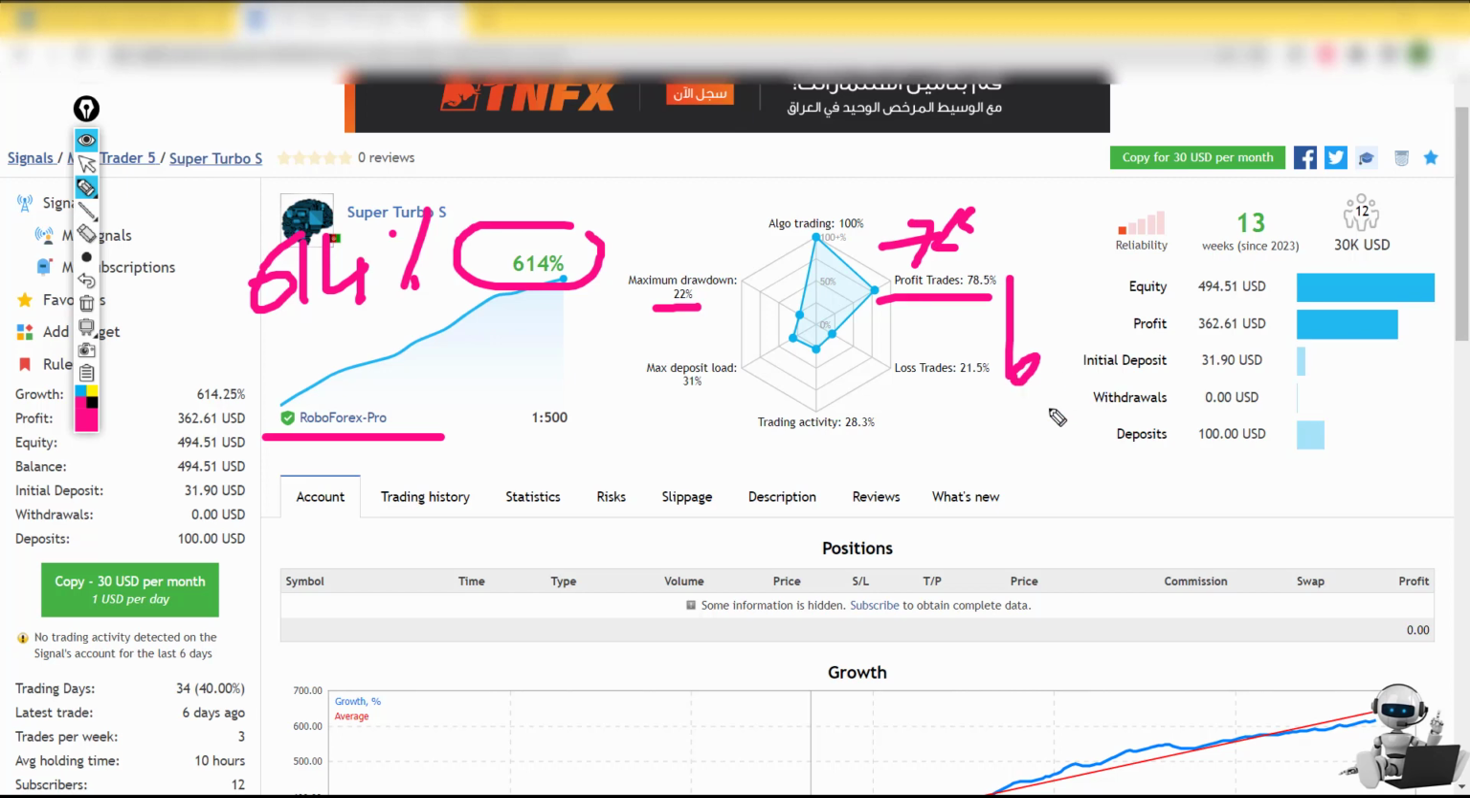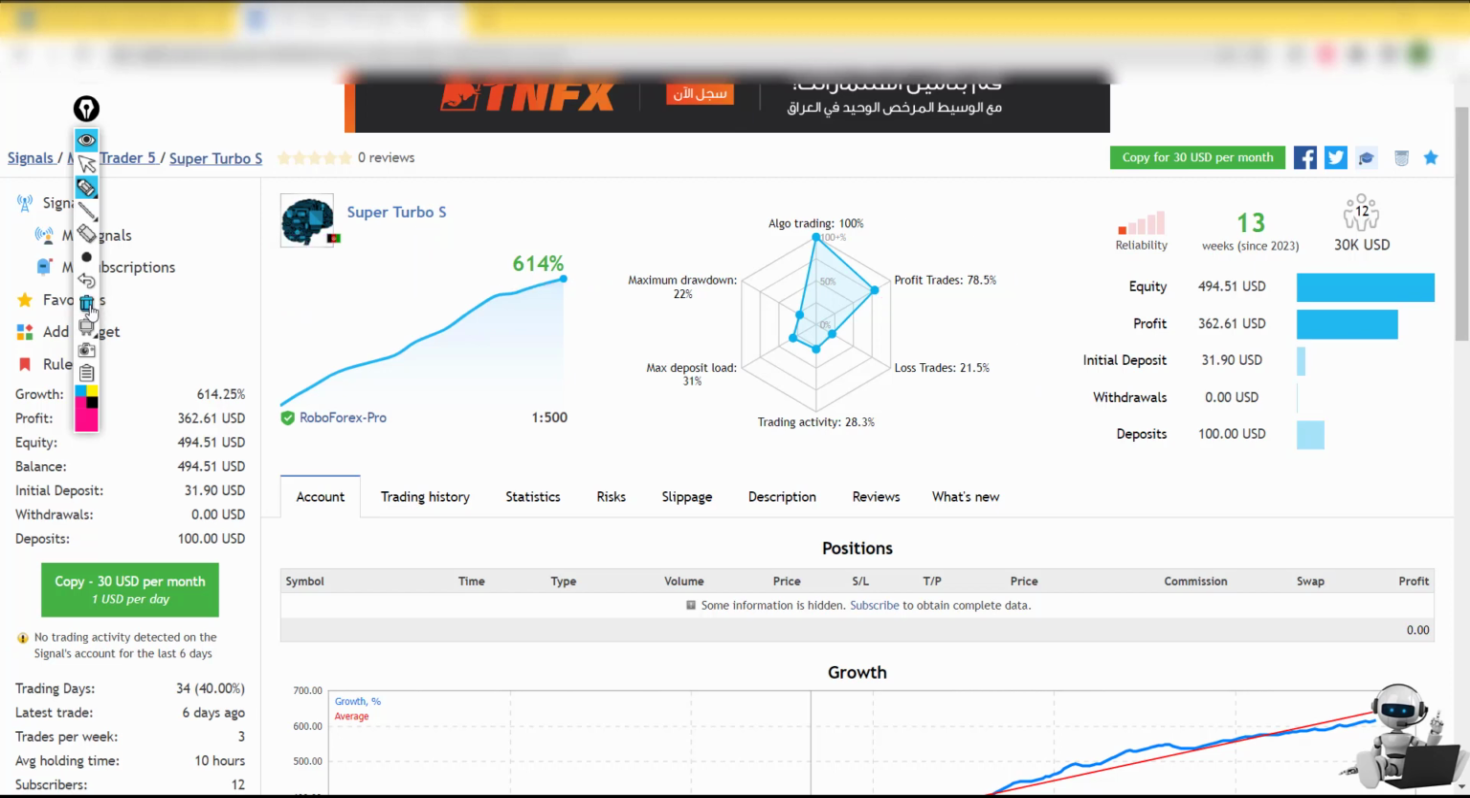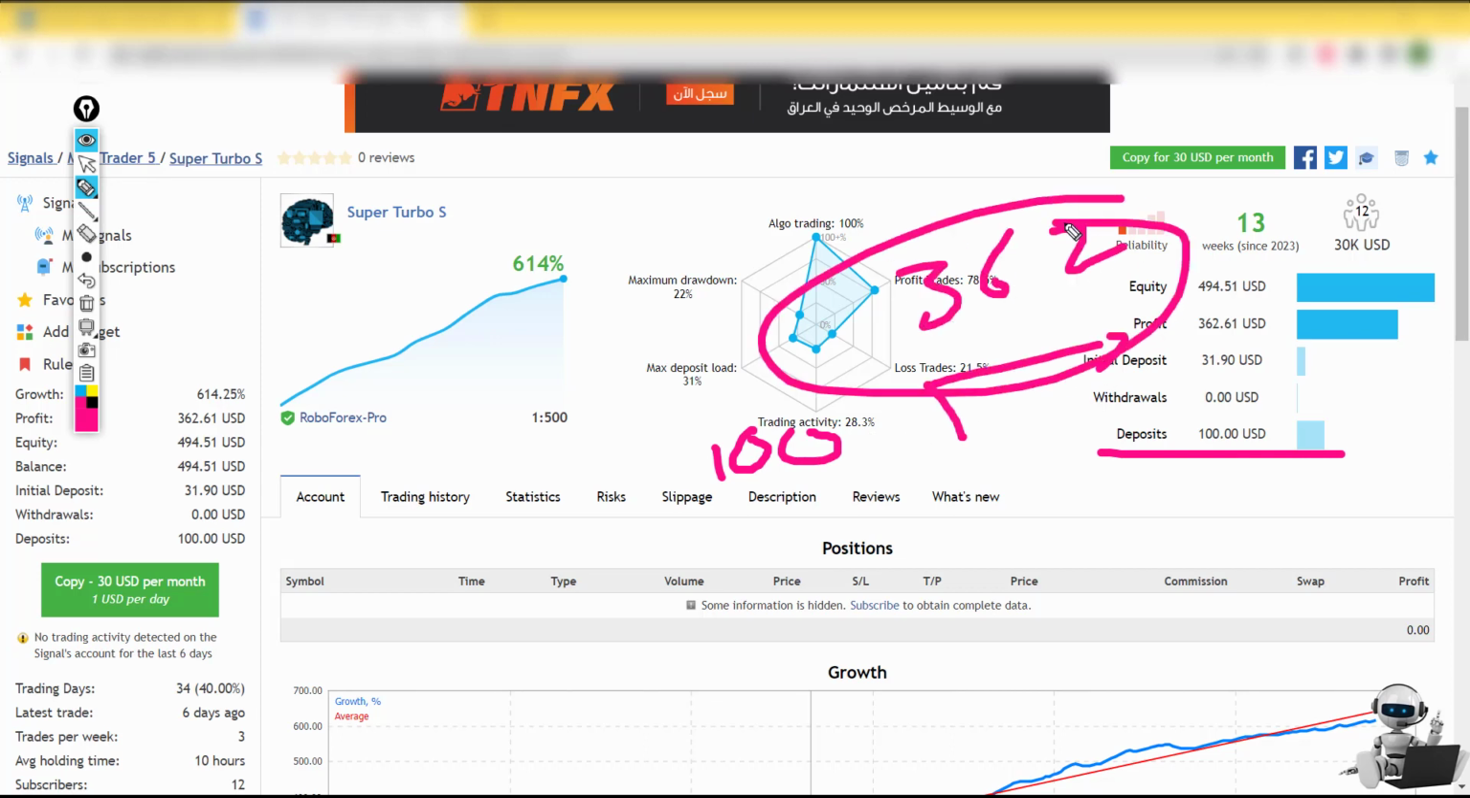So we have several key factors here. The fact this EA is working on a live account, drawdown is minimal. You cannot consider this as high, it is quite normal, but the important thing, you can see the deposit. He only used 100 US dollar. He made profit of 362 US dollar. So if you have low balance, the EA might be suitable for you.